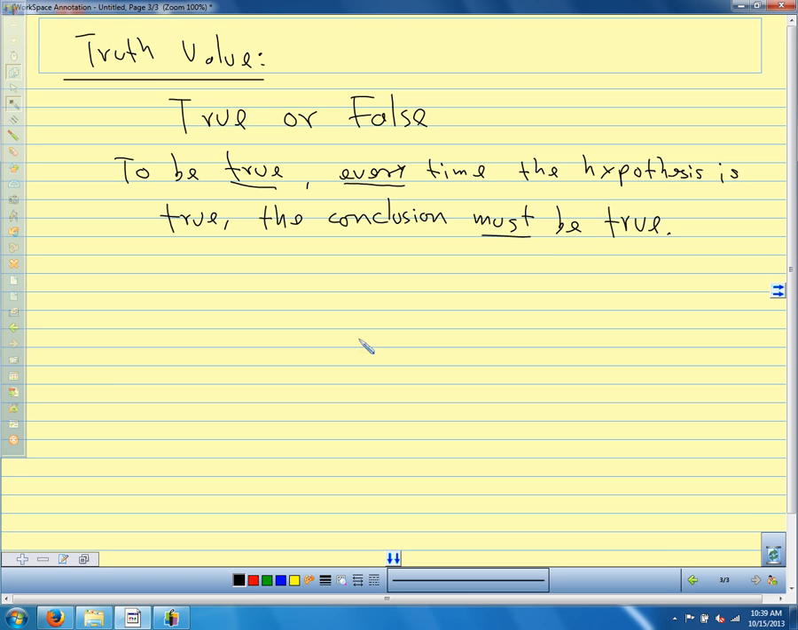And same thing for our other one. If we have adjacent angles, that's what we said. Adjacent angles had to have a side in common, had to share a side. So every time we have adjacent angles, they share a side. So that's what makes that true.